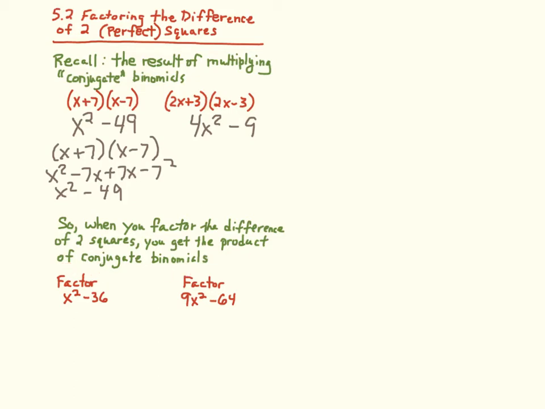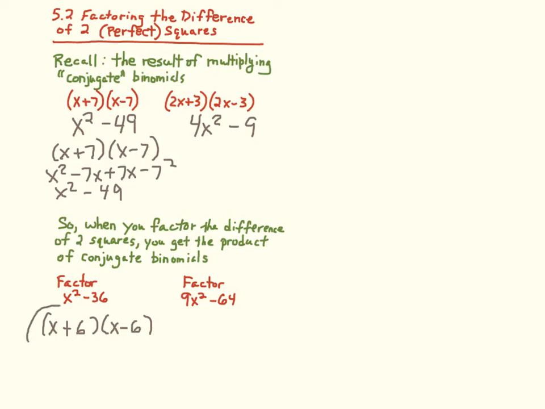So let's see if we can put that into practice now. If I have x squared minus 36, both of those are perfect squares. X squared is a perfect square, 36 is a perfect square, and I got the difference of them. We have now been told that that would factor to the product of conjugate binomials. Well, what times x equals x squared? X, and then remember I'm going to have a positive and a negative, doesn't matter what order those are in, and my other number is going to be the square root of 36.